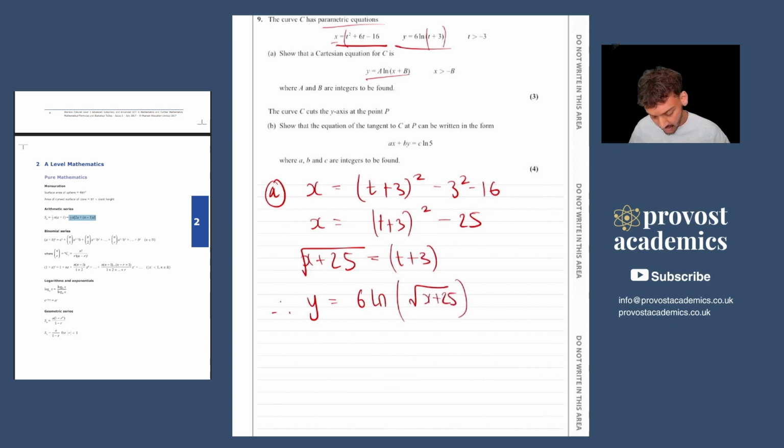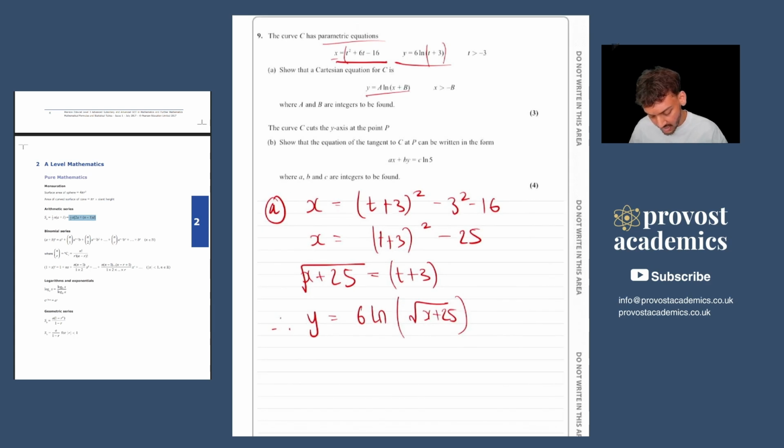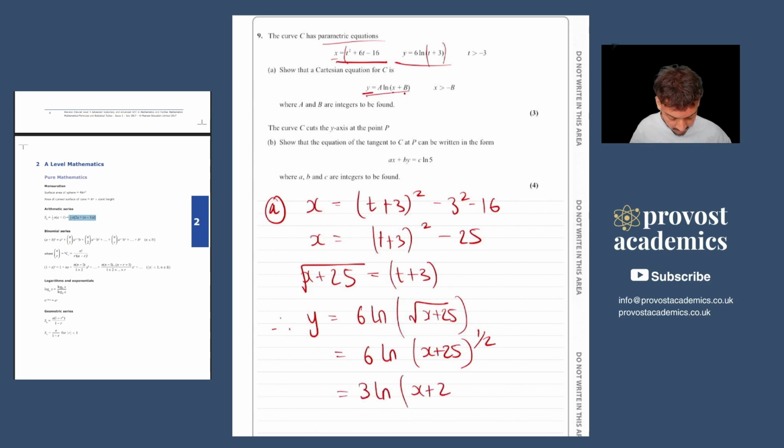And now we need to find something that is y equals a ln of x plus b. So clearly the square root can't stay, it has to go. Luckily for us, it's a log, so we can exploit the log rules, and I can say x plus 25 to the power of a half, and I can bring down that power to give me 3 ln of x plus 25, and that is equal to y.